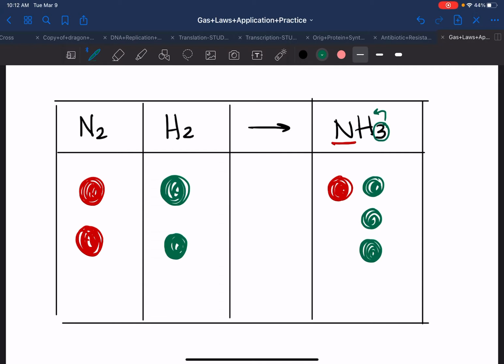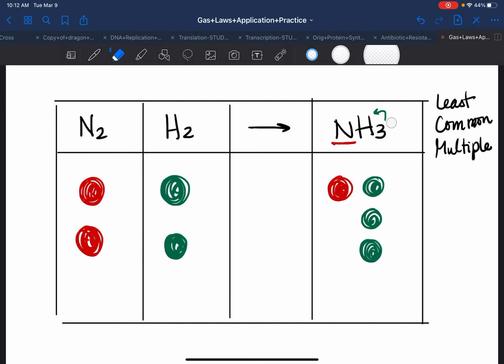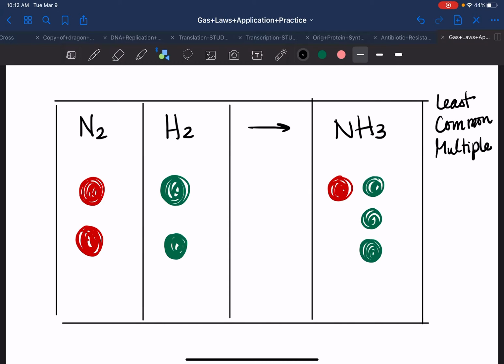So to do that, we're actually looking for our least common multiple. If you know that word, then great. If you don't know what that word means, we're looking for the smallest number that both of them can equal to. So here we go. I'm going to erase these colors right here. So what we're going to do is take this one step at a time, and we're going to start with the N, right?